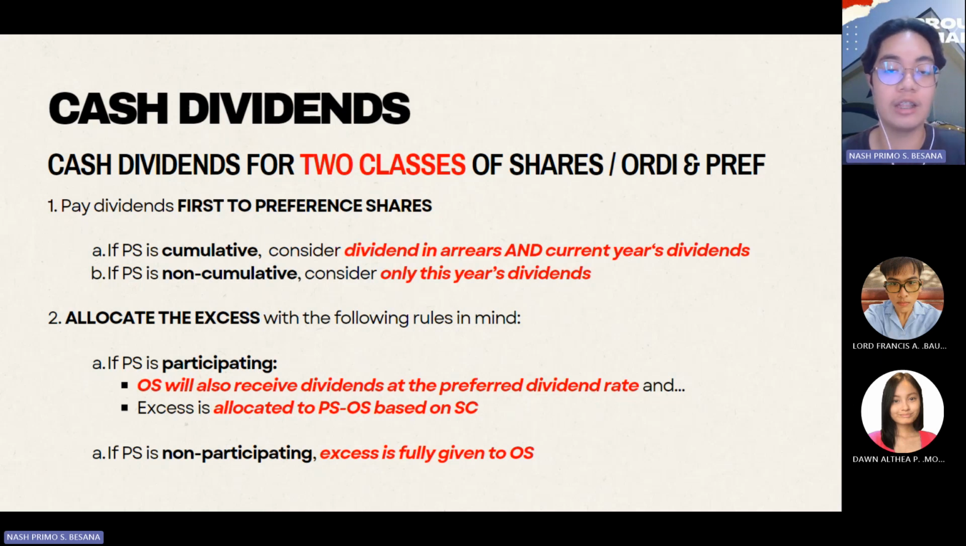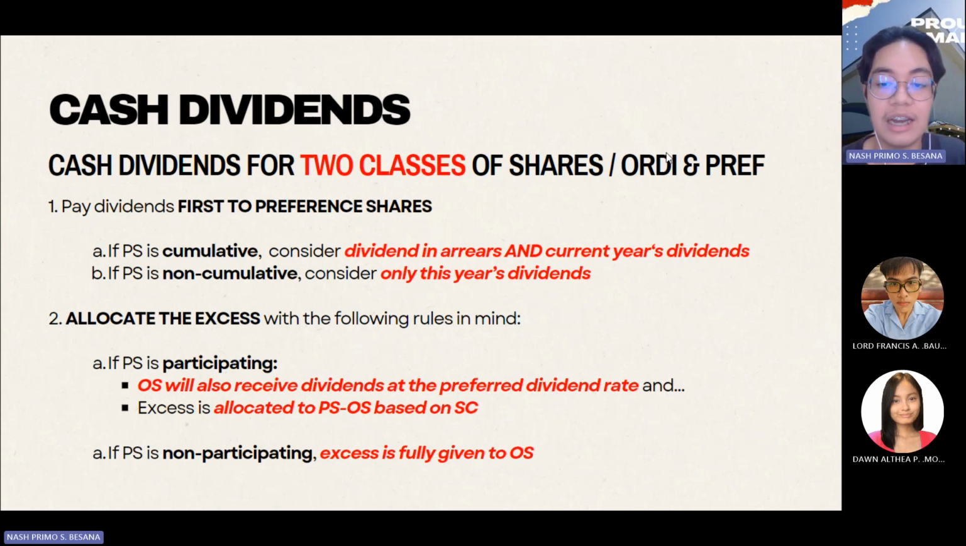So participating and non-participating. If preference shares daw ay participating, the ordinary shares will also receive dividends at the preferred dividend rate. So ano ba yung preferred dividend rate? If you can observe sa mga shareholders equity examples, meron yan nakalagay, cumulative preference shares 5%, 10,000 issued, 2,000 outstanding, yung mga ganon. So yung 5% na mention ko kanina, it is yung dividend rate ng preference shares. Yun daw yung amount na marireceive nila kapag nag-issue out ng dividends.